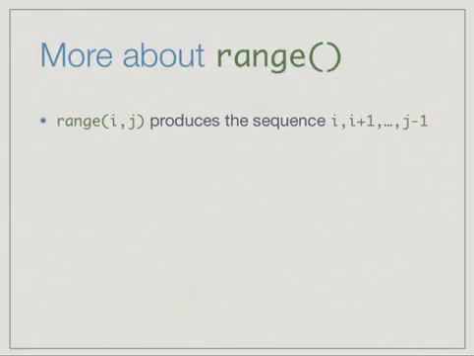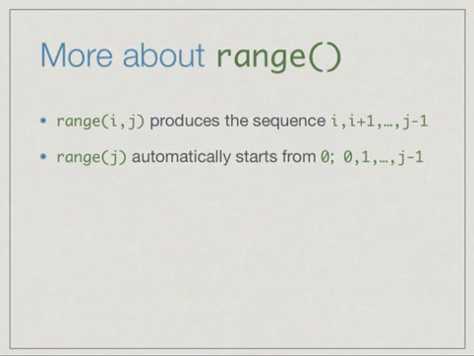So we have seen the range function which produces a sequence of values. In general, if we write range i, j, we get the sequence i up to j minus 1. Now quite often we want to start with 0. So if you give only one argument, if you just write range j, this is seen as the upper bound and the lower bound is 0.